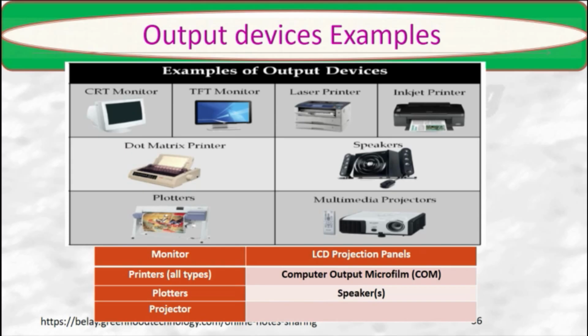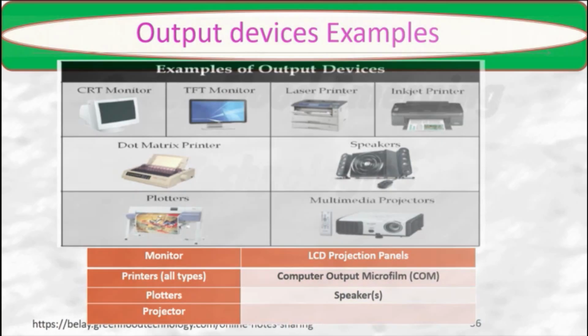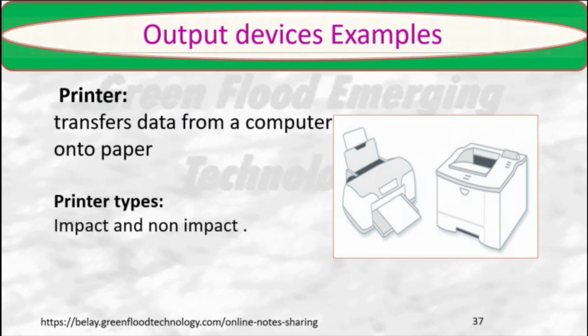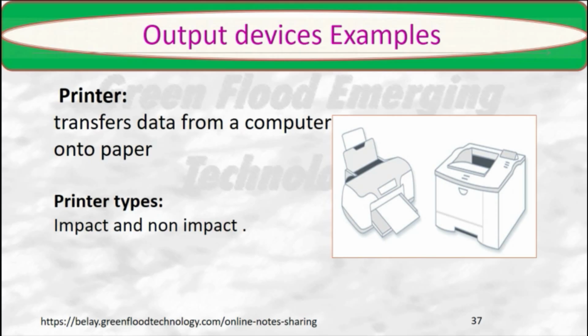If the information is presented in the form of a soft copy, we can use this, and also if you want it in the form of hard copy, the output devices are a printer, computer output microfilm, and plotters to print A2, A3, and projectors to display. The other is the printer. Printer is one of the output devices that transfer data from the computer onto paper. There are impact and non-impact printers.